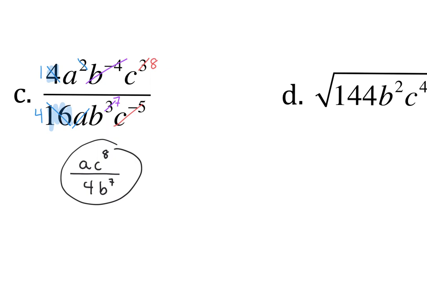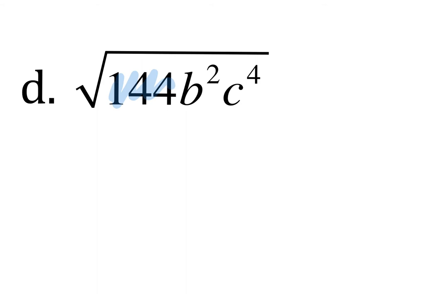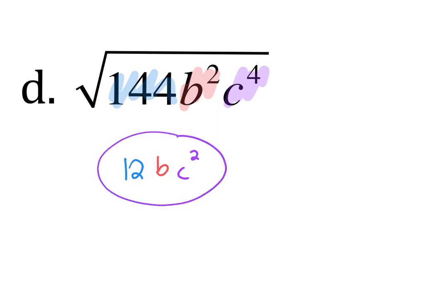This last one is just about square roots. So the square root of 144 is 12. The square root of b squared is just b. And this one is a little bit more thought maybe. The square root of c to the 4th is actually c squared. Now there's more to it than just that, but for now we'll leave it as that. Today what we're going to be focusing on is spending more time with this type of problem, where we have square roots, cube roots, or fourth roots.